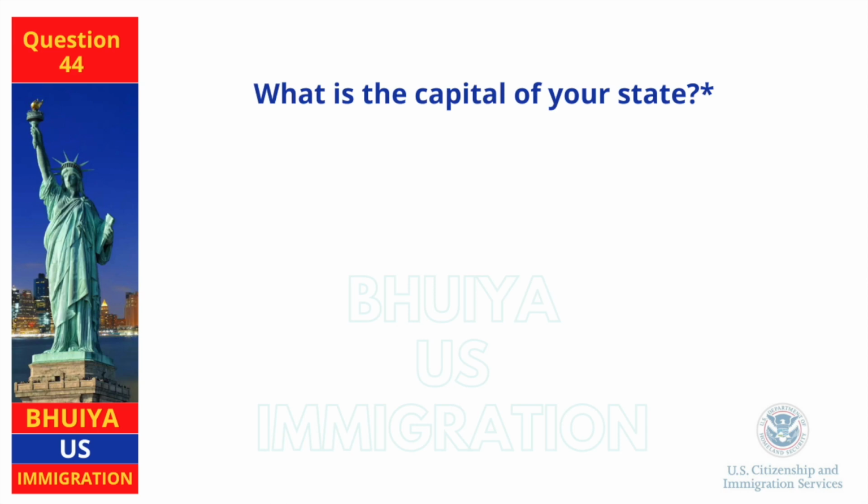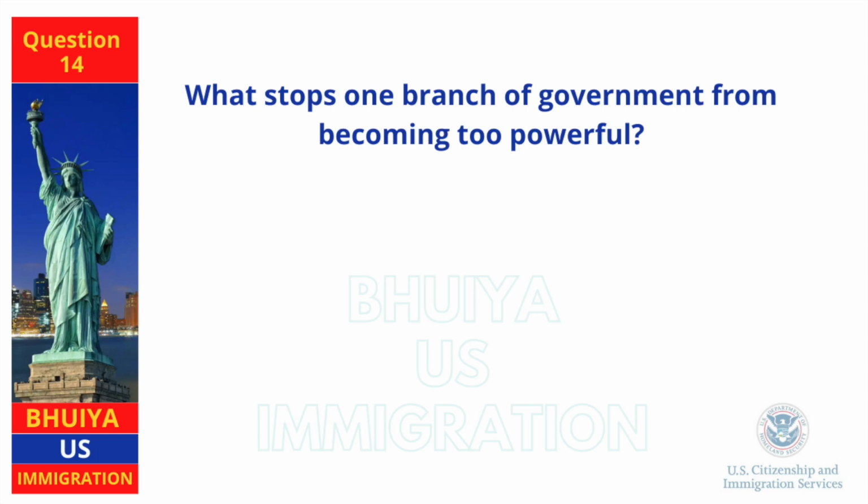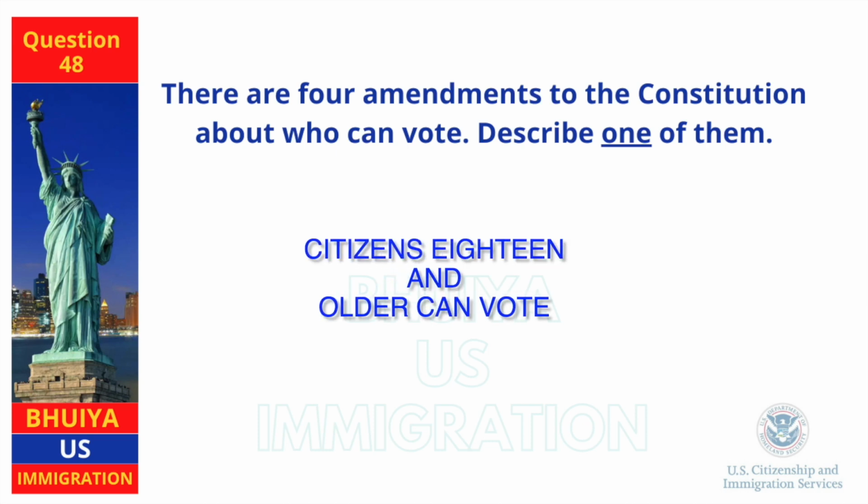What is the capital of your state? This answer will vary. What stops one branch of government from becoming too powerful? Checks and balances. There are 4 amendments to the Constitution about who can vote. Describe one of them. Citizens 18 and older can vote.